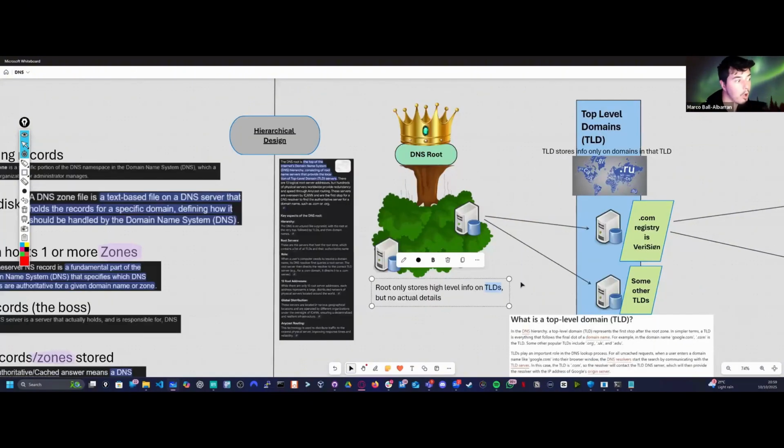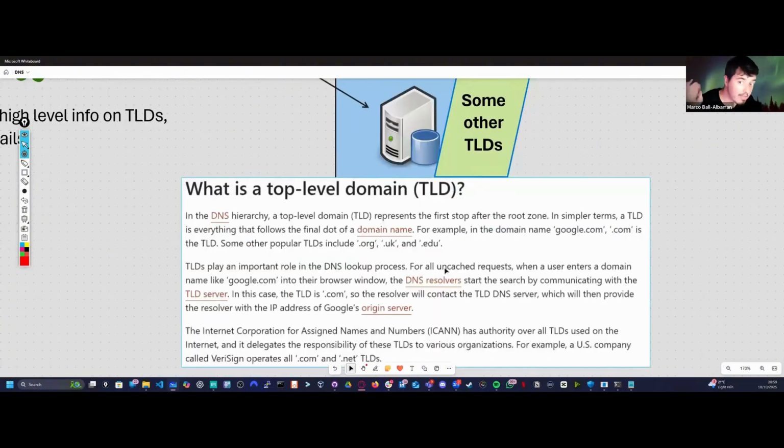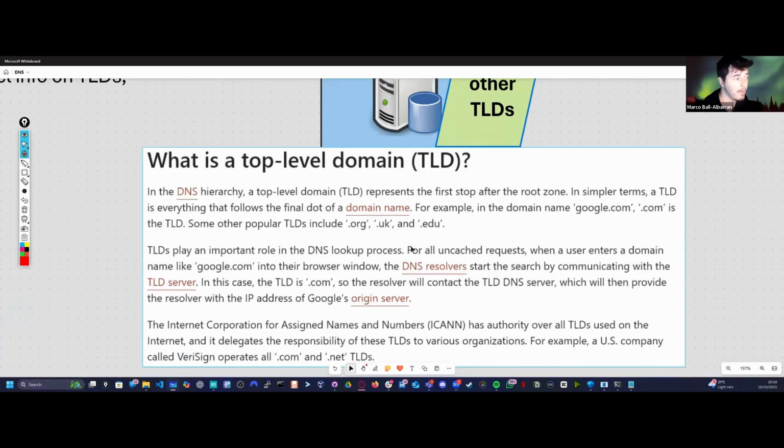Now, there are two types of TLDs. You've got generic TLDs, which we all know and have used, like .com, .org, .edu, and you've also got country code-specific TLDs, which came about a bit later, like .uk, .br for Brazil. .tv, by the way. You know when you've been to a website with .tv at the end of it? Twitch, for example.